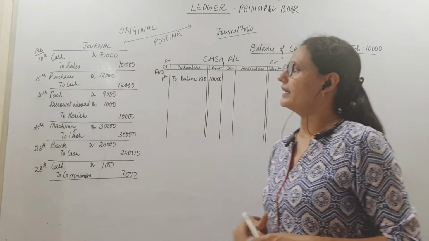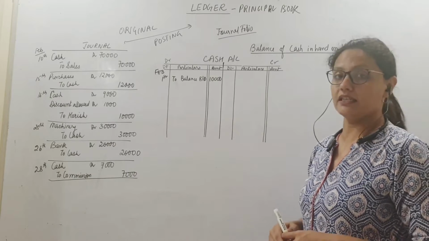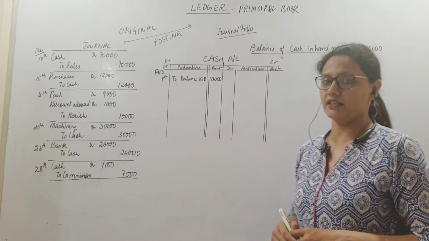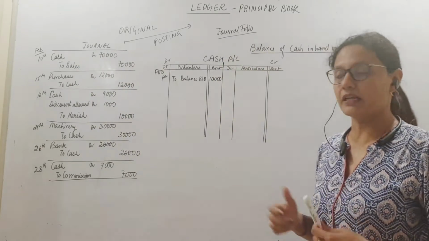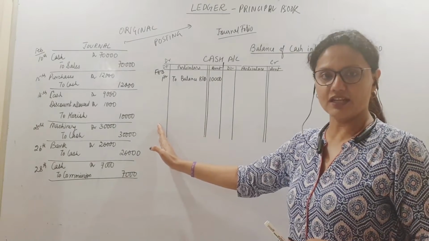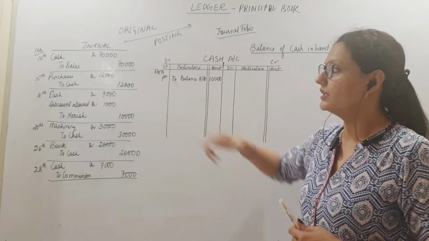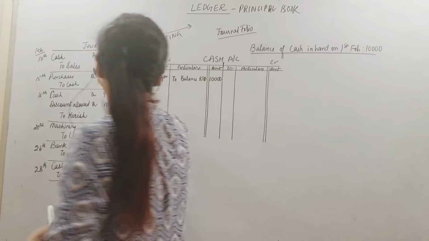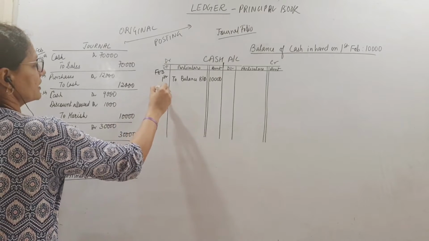Now let us start with the entries. On 10th of Feb I can see cash account debit 70,000, to sales 70,000. Now you are seeing that cash is coming in, so I am debiting. When an account is debited, it should come on the debit side. Debiting the cash account, I should show on the debit side of the cash account that I have received 70,000. And why have I received 70,000 on 10th? Because I have made sales.